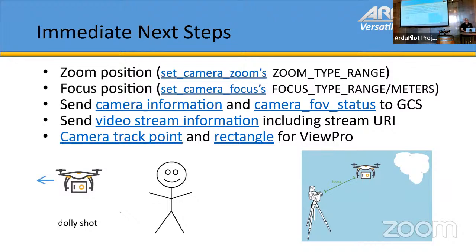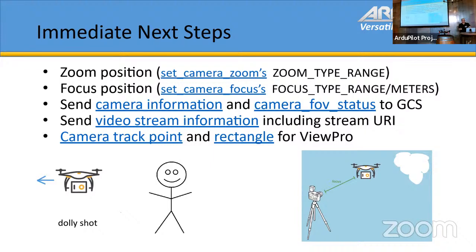Okay, so some of the immediate next steps that we're going to be doing. Zoom position. So right now you can control the zoom of the camera, but you can only say zoom in or zoom out. We really need to be able to control the zoom in an absolute sense. So zoom to 30 times, zoom to 6 times. We don't have that yet, but it's coming. Same thing for focus. We can focus in, focus out, but we can't say focus to this many meters or this percentage.